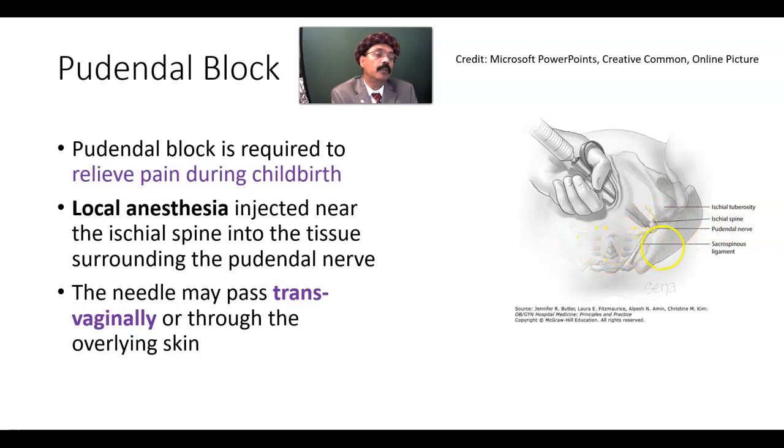There are two approaches. It may go through the vagina, that is the transvaginal approach, like this, so this finger is inside the vagina. Or it may be given over the overlying skin, injecting from here by palpating the pudendal nerve.